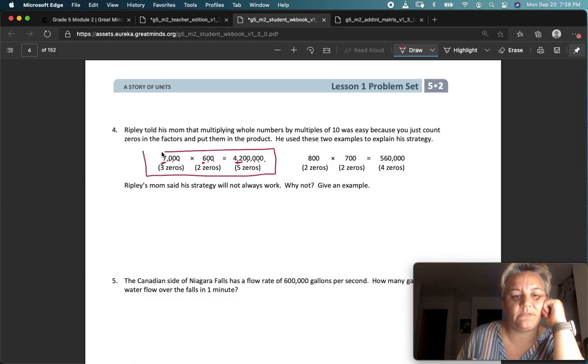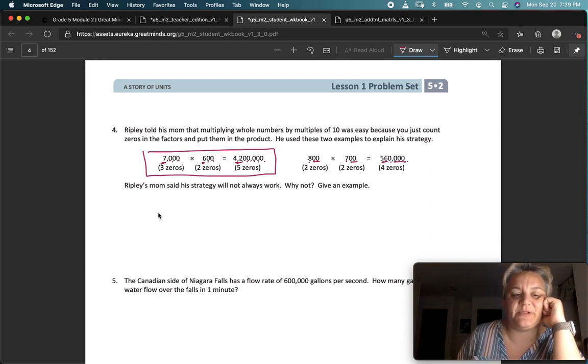Okay. This one, what's 8 times 7 is 56. And then 1, 2, 3, 4. And that worked as well, didn't it? Okay. Ripley's mom said his strategy will not always work. Why not? Let's give an example.